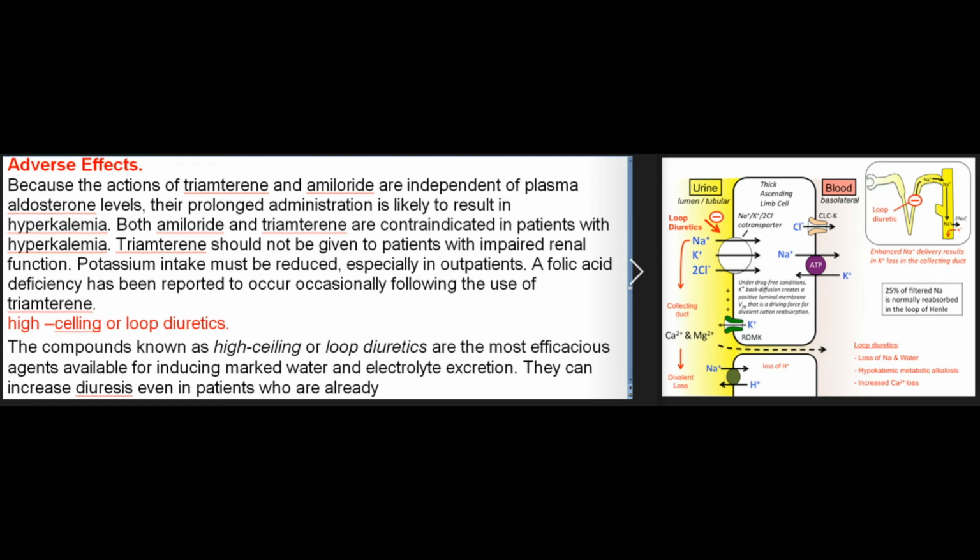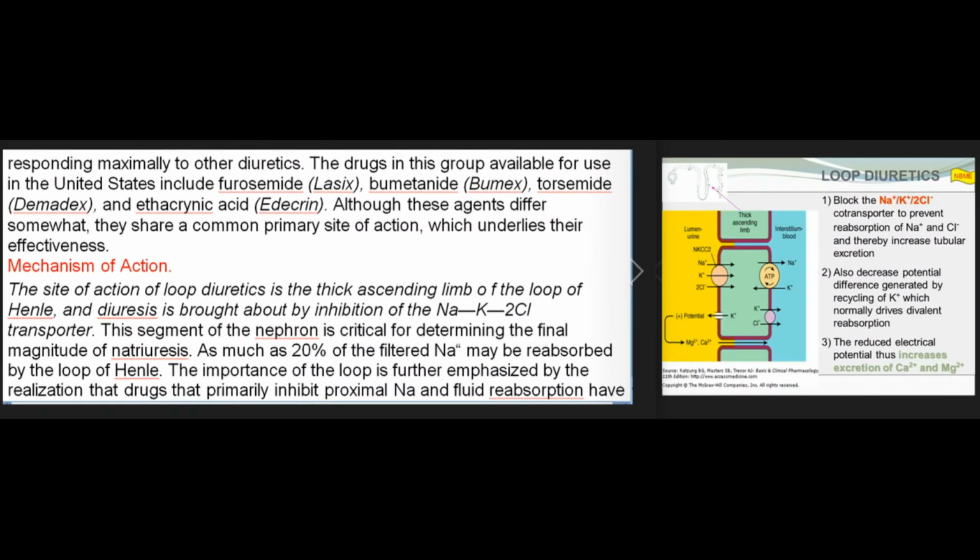High-ceiling or loop diuretics. The compounds known as high-ceiling or loop diuretics are the most efficacious agents available for inducing marked water and electrolyte excretion. They can increase diuresis even in patients who are already responding maximally to other diuretics. The drugs in this group available for use in the United States include furosemide (Lasix), bumetanide (Bumex), torsemide (Demadex), and ethacrynic acid (Edecrin). Although these agents differ somewhat, they share a common primary site of action, which underlies their effectiveness.